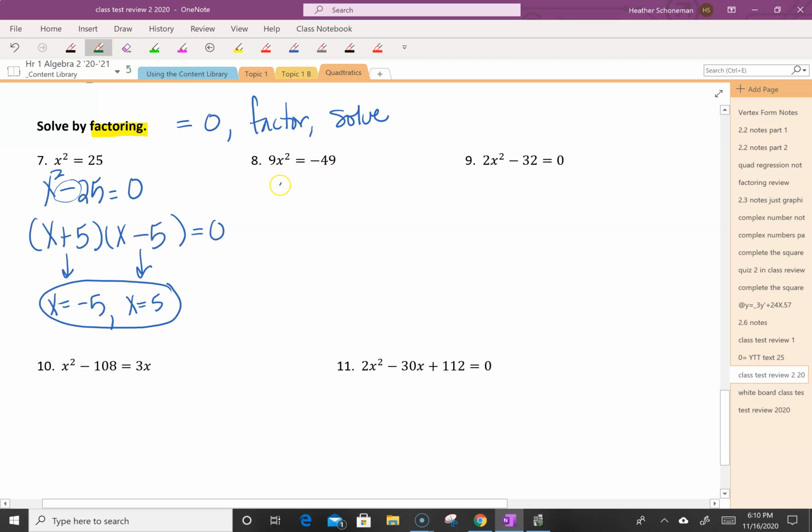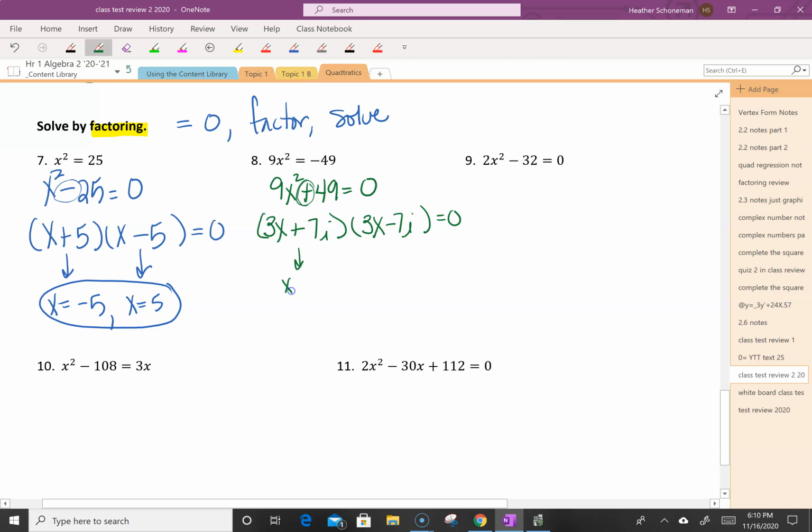Got to set it equal to 0. So I'm going to add 49 to both sides. Now I need to factor. Well, it's a binomial. I can take the square root of both. So I'm going to go straight to my two parentheses. The square root of 9x squared is 3x. Square root of 49 is 7. One's plus, one's minus. But because what I was factoring was plus, I have to add the i.